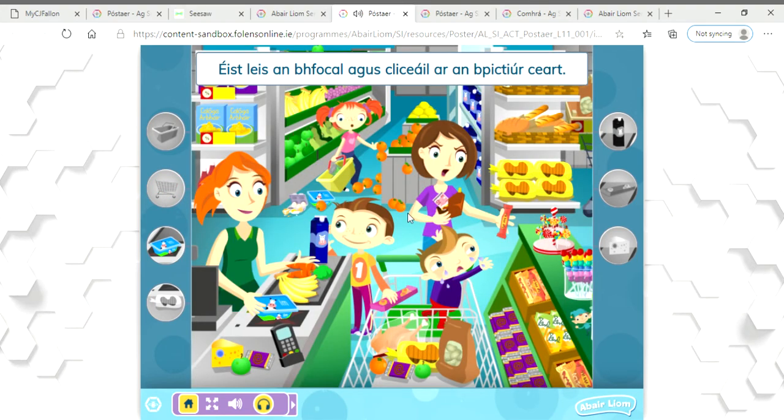Im. Im is butter. Cá bhfuil an im? Is it down this side? No. Is it over this side? Oh, im. Tá im ina lámh on the checkout in her hand. Agus tá im sa phictiúr seo, in this picture.